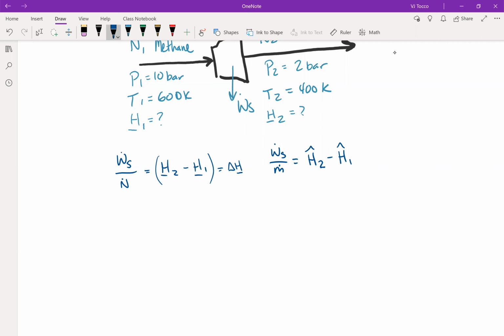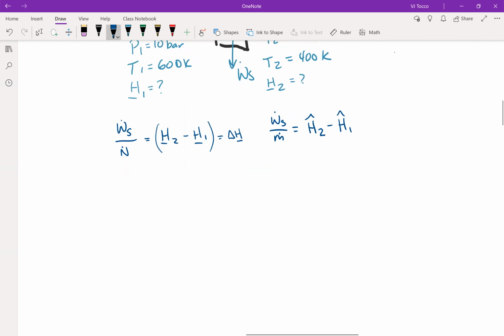So how do we find what this delta H is in the absence of experimental data? Using some of the Maxwell relations and some of the calculus tricks that we learned a couple times ago, we got down to the following expression. We said that dH was equal to Cp dT plus [V minus T (dV/dT) at constant P] dP.